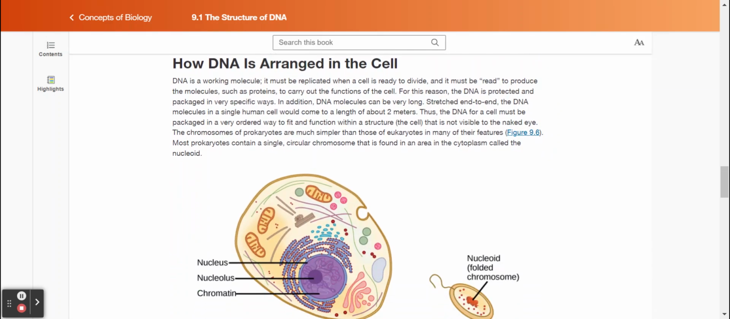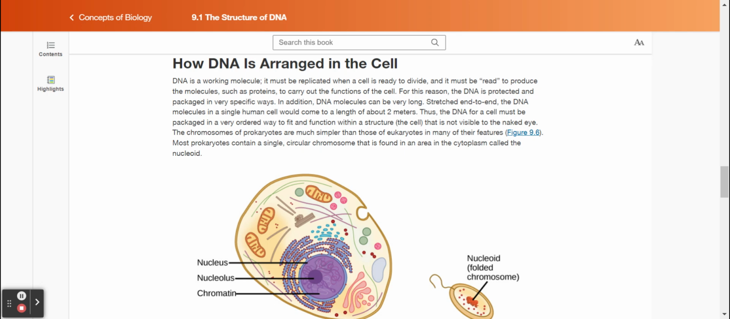How DNA is arranged in the cell. DNA is a working molecule. It must be replicated when a cell is ready to divide, and it must be read to produce the molecules, such as proteins, to carry out the functions of the cell. For this reason, the DNA is protected and packaged in very specific ways.